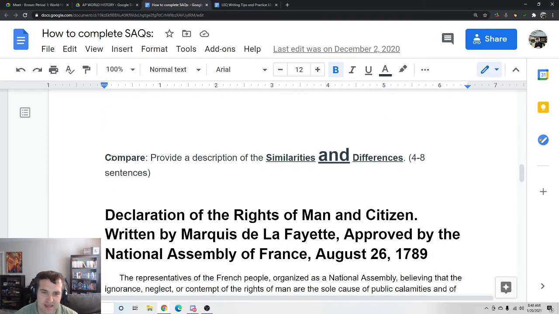Okay, and the last one, compare. Provide a description of similarities and differences. So many kids forget about this. They compare and they just talk about difference. And at least one of them has to be a similarity. You have to do it. And compare should probably be your longest responses. So if you see compare, you should probably go ugh.